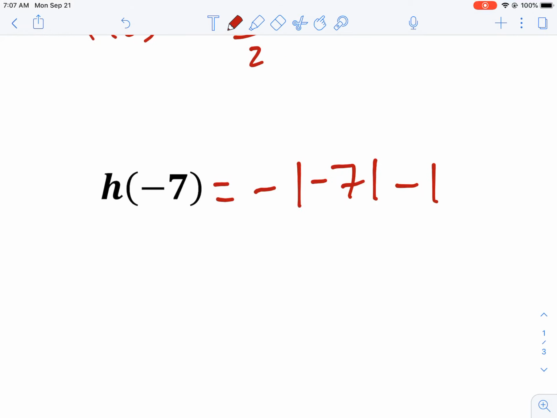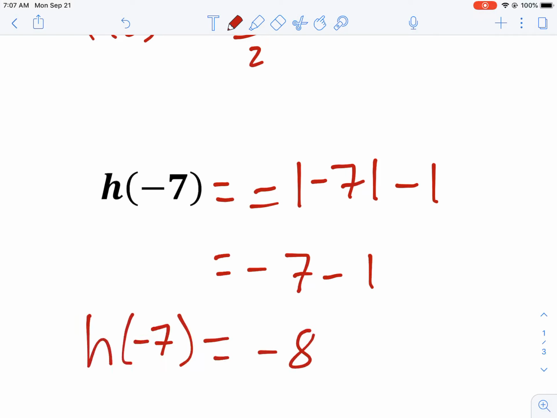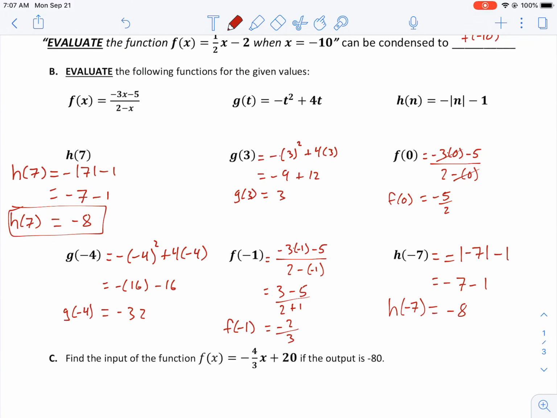Now again, absolute value transforms negative numbers into positive numbers. So this will become +7. But since we have this negative sign out in front still, it goes back to being -7. And then this also equals -8. So that's how you would do something like that. You just need to match up the letters to the right equation, all right?